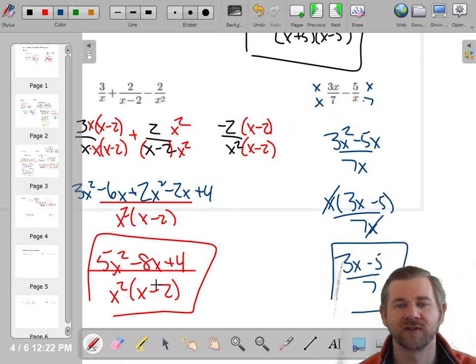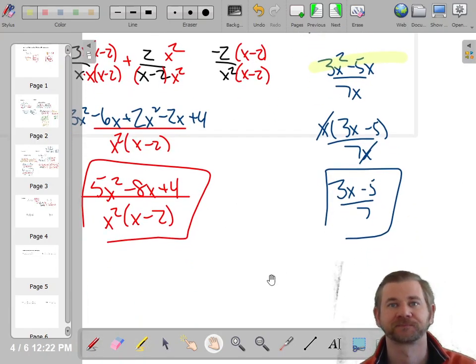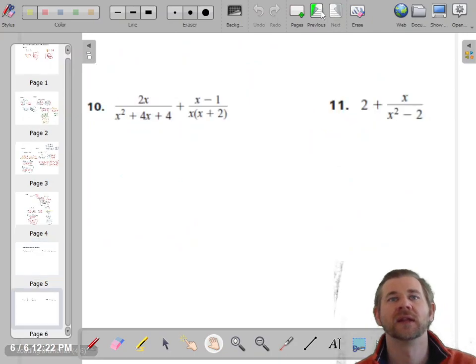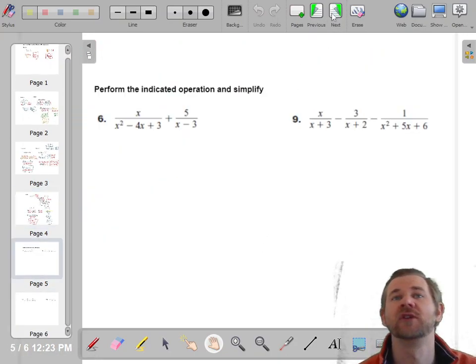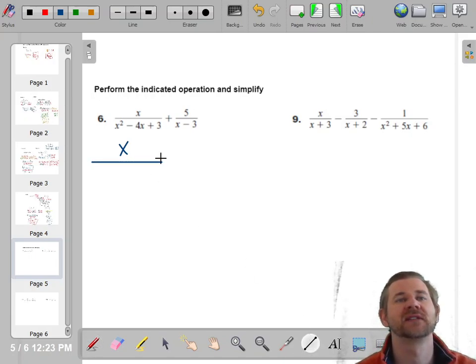Remember, GCF is still fair game too. Okay, if there is a GCF, factor that out. All right, last 2 are just more trinomial problems, so let's see if we can factor them. What multiplies to 3 and adds to negative 4? X minus 3, x minus 1.